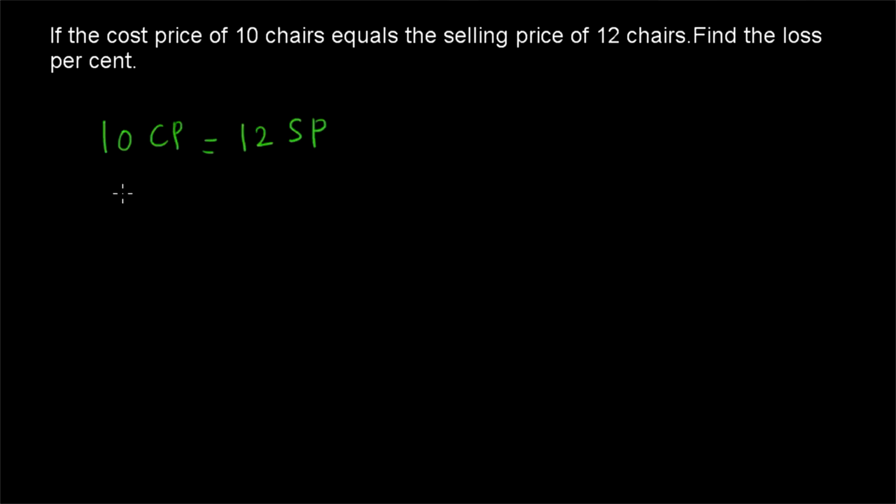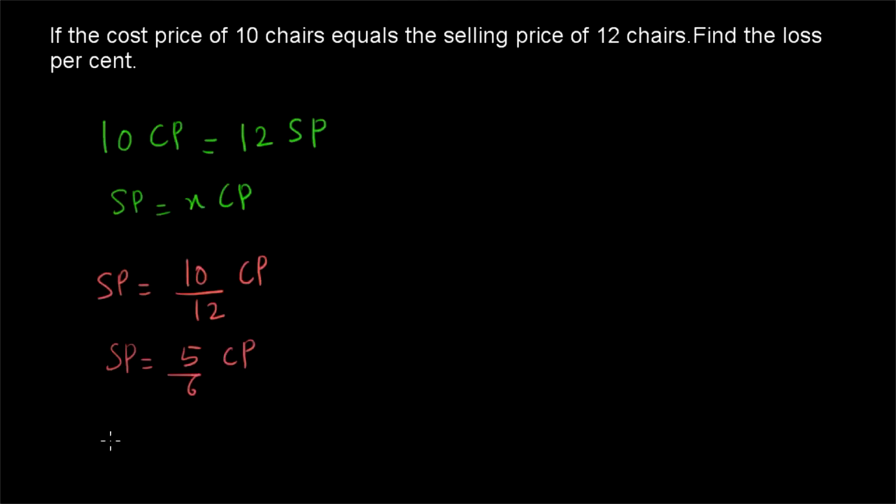So what is the thing? We have to represent SP is equal to X CP. That is the standard equation. Now we have to represent this 10 CP is equal to 12 SP in this format. So we will be getting SP is equal to 10 by 12 CP. So SP is equal to 5 by 6 CP. So what is 5 by 6? We will be getting about 0.833. So SP is equal to 0.833 CP. Now our X is 0.833. So it is less than 1.